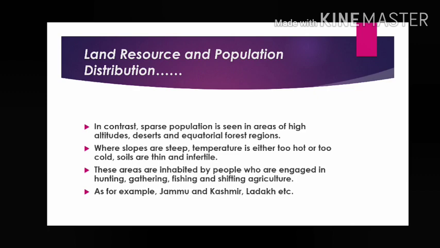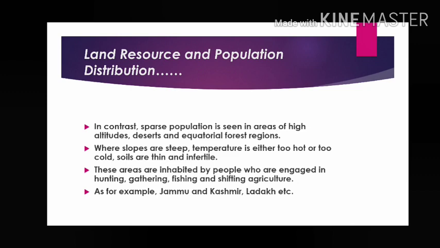So if you compare with the other type of land, that means high altitude, that means mountainous region, plateau region or hilly region, or it may be desert, or it may be equatorial forest region. There the population density or distribution is very less. Here it is written sparse population. Sparse means what? Less, low density, number of population is less.